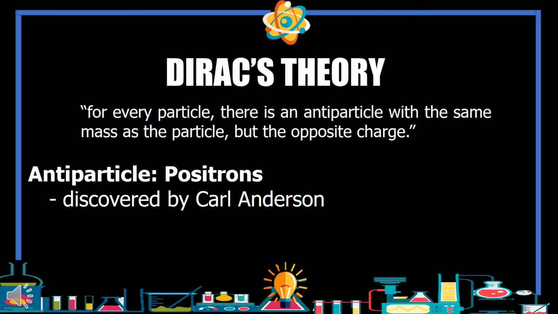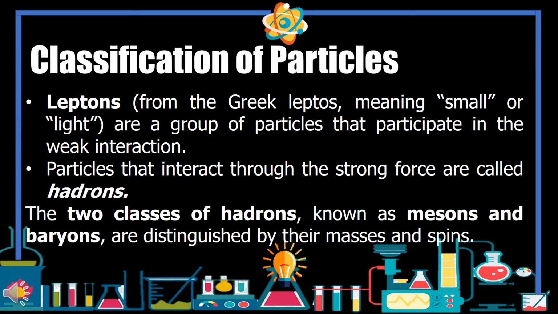But the question is, how are particles classified? All particles other than those that transmit forces can be classified into two broad categories. First are the hadrons and second are the leptons, according to their interactions. Leptons, from the Greek word leptos, meaning small or light, are a group of particles that do not participate in the strong interaction. Particles that interact through the strong force are called hadrons. The two classes of hadrons are known as mesons and baryons. These can be distinguished by their masses and spins.